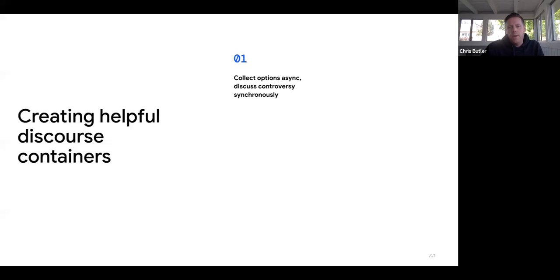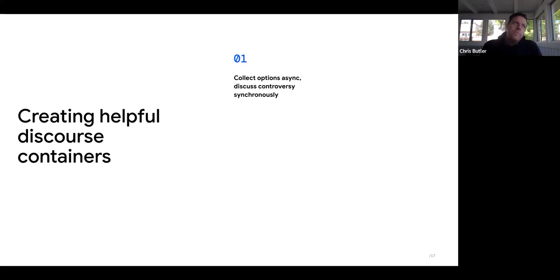So the first one that I would say is I found the diamond approach to diverge and converge useful. I think this idea of creating or collecting options asynchronously, through documentation, through other types of processes, including even creating ideas through a virtual ideation session with post-it notes, ends up being an asynchronous way of dealing with this.